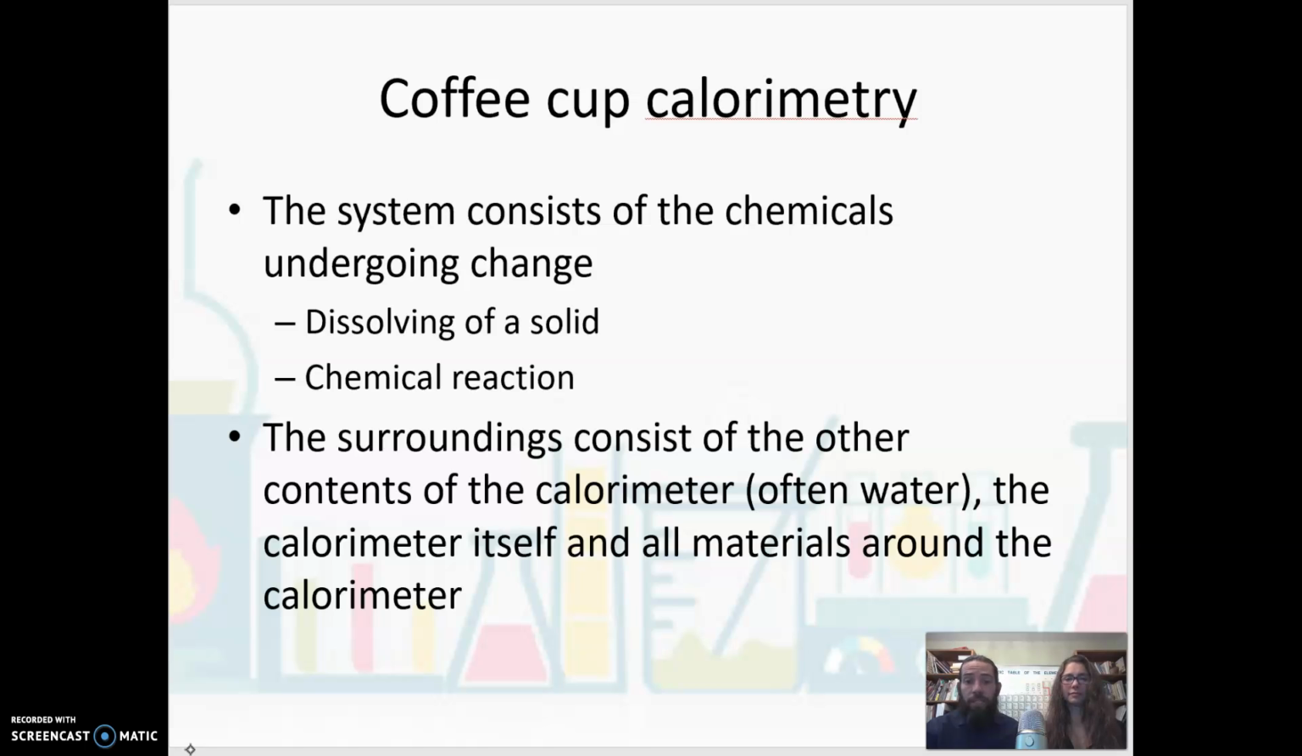So the surroundings are what we call the other contents of the calorimeter. So it's often water, going back to dissolving a solid. We'll dissolve it in the water. That water is considered the surroundings. The calorimeter itself is part of the surroundings and all of the materials around the calorimeter.